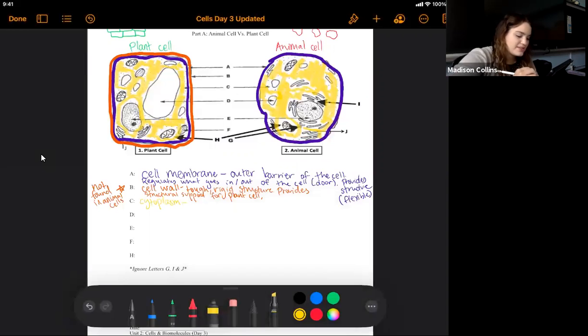All right, C is the cytoplasm. So what do we know about the cytoplasm? Well, it's a jelly-like or gel-like structure, let's say, the filling of the cell. And this is where we find all of our organelles. So these organelles just kind of float around inside of the cytoplasm, where we find organelles.